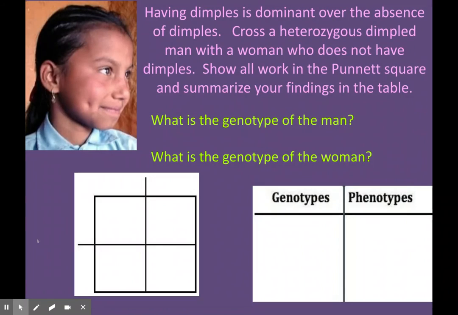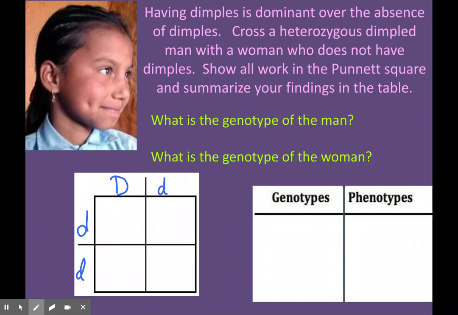So let's give this a try. Here we've got dimples as our trait. Dimples are dominant over no dimples. So we're going to say that dimples will be a big D and no dimples will be a little d. We're going to cross a heterozygous man. That means he's going to have a big D and a little d because he's heterozygous. With a woman who does not have dimples. If she doesn't have dimples, that means she has to have little d, little d.